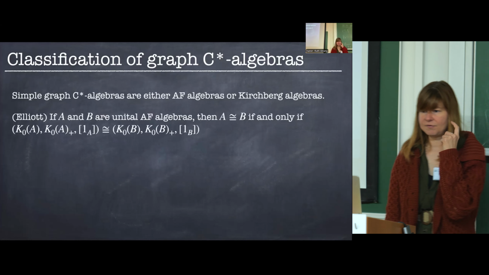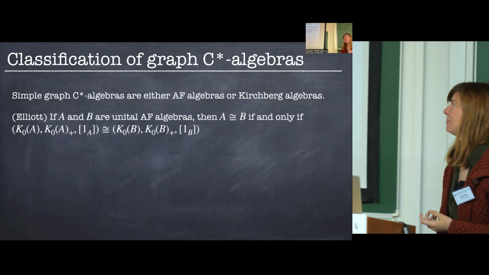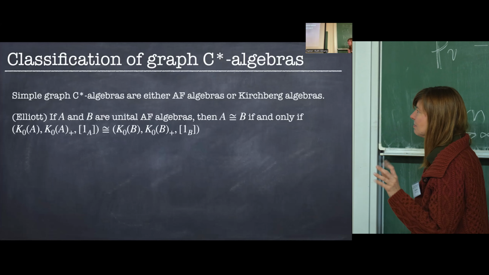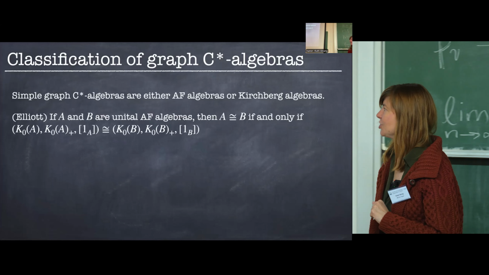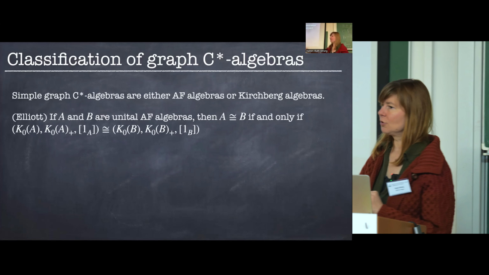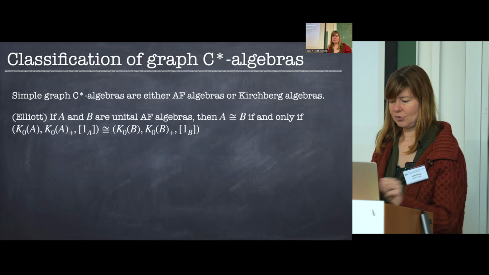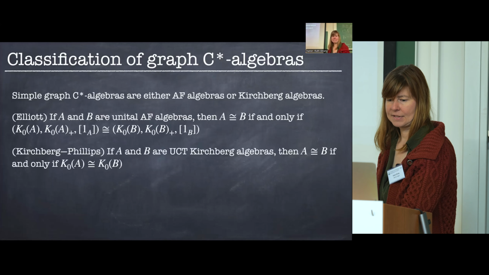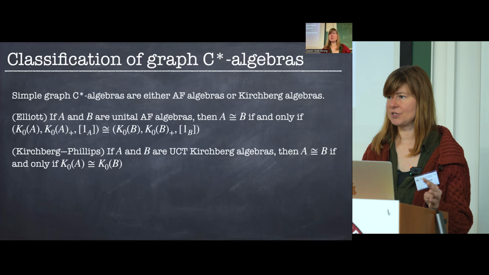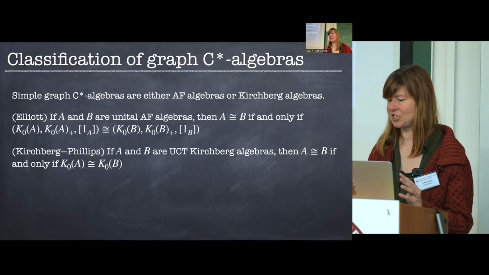Now, AF algebras, these were classified by George Elliott back in maybe 1990 or so, and he showed that they're isomorphic if and only if this so-called ordered K0 group is isomorphic. And these Kirchberg algebras were also classified up to isomorphism by K0. So all simple graph C-star algebras are covered by existing classification theorems.